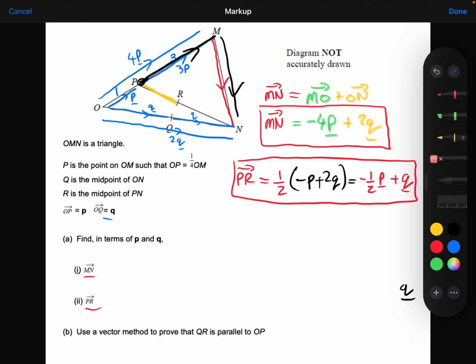Right. For part B of this question, it says, use a vector method to prove that QR is parallel to OP. So I need to show that one of QR is a multiple of OP, or vice versa. Now, OP, we know what that is. We were told that in the question. That's vector P. So I just need to work out what QR is going to be and hopefully show it's a multiple of P.